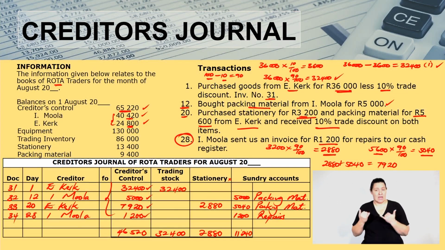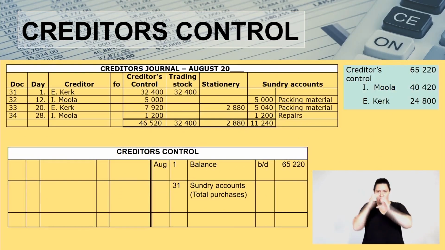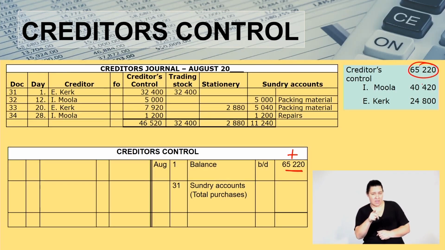11,240. Now, after preparing your creditors journal, we should be able now to post to the general ledger. In this case, we are going to focus on our creditors control. Remember, creditors control is a liability, so it increases on the credit side. The balance on the 1st of August is 65,220. Remember, you could have got it by adding these two amounts as well, if they are not given.